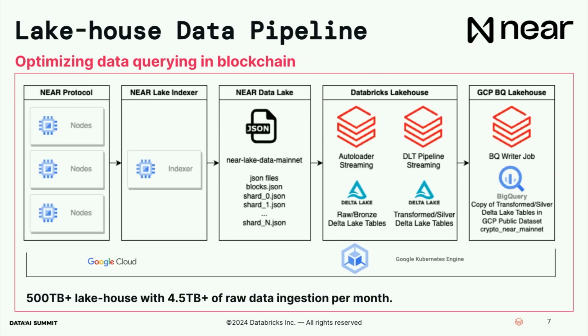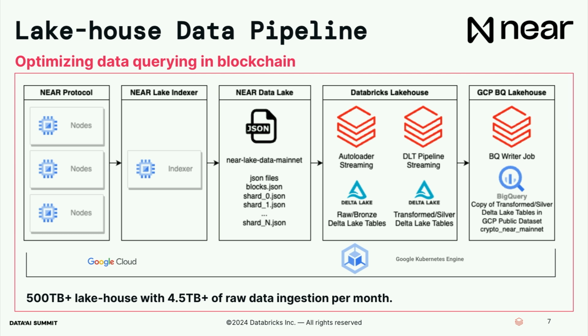All right, so now let's talk about our implementation of our Lakehouse on top of Databricks and Google Cloud. We have our blockchain running in our nodes, and then we have one special node called Indexer that extracts all the information from the blockchain and writes it into our NEAR data lake. These are a bunch of JSON files. We have the blocks JSON file, which contains the information about the block. And because NEAR is a sharded blockchain, which means that we can scale infinitely, we have 1 JSON per shard as well.